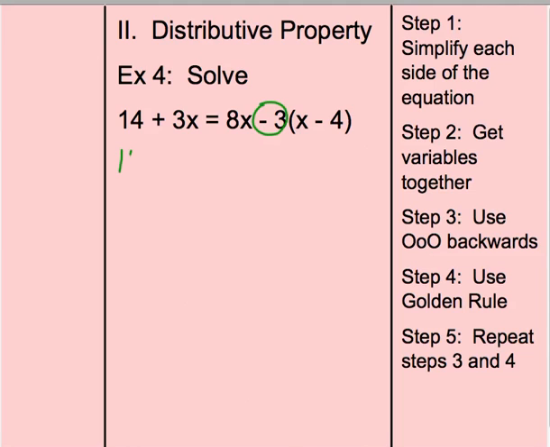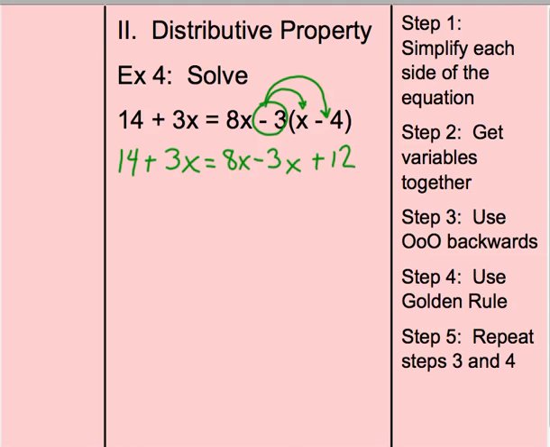So the left-hand side of my equation is already simplified. I am not distributing the 8x because the 8x is not multiplying by the parentheses. My -3 is. So my 8x stays the same. Distributing my -3, I get -3x. -3 times -4 is +12.